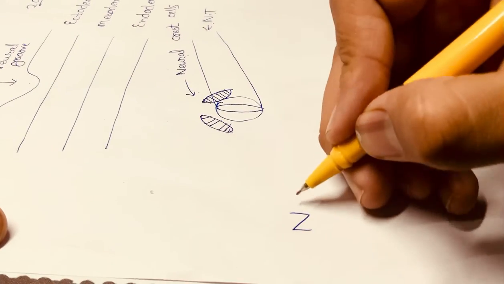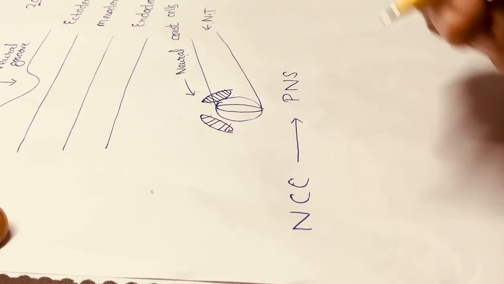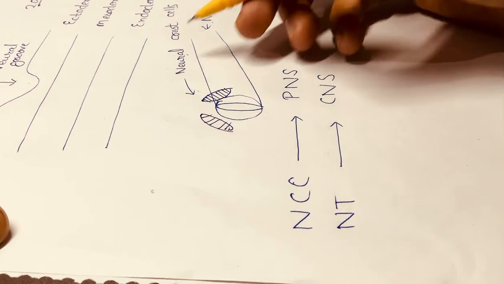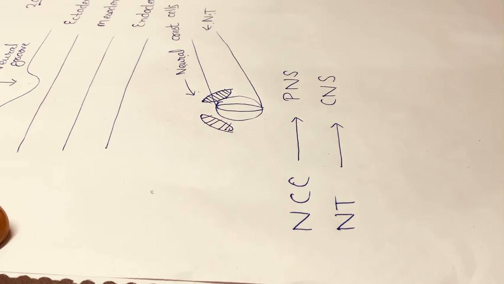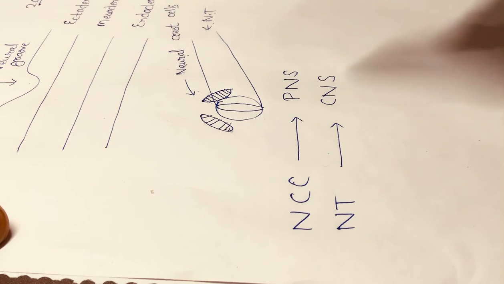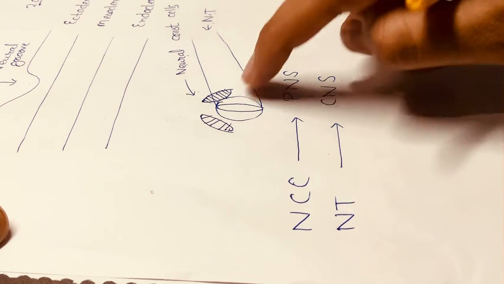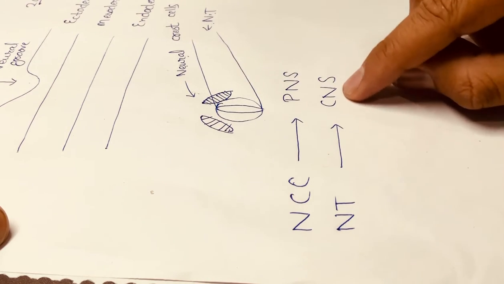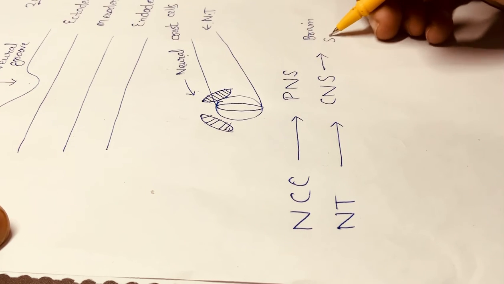Now these neural crest cells give rise to the peripheral nervous system, and this neural tube gives rise to the central nervous system. Now what is this peripheral nervous system? Peripheral nervous system comprises all the nerves associated with the central nervous system. Central nervous system is formed by the neural tube. And what is this central nervous system? It is the system comprising brain and spinal cord.